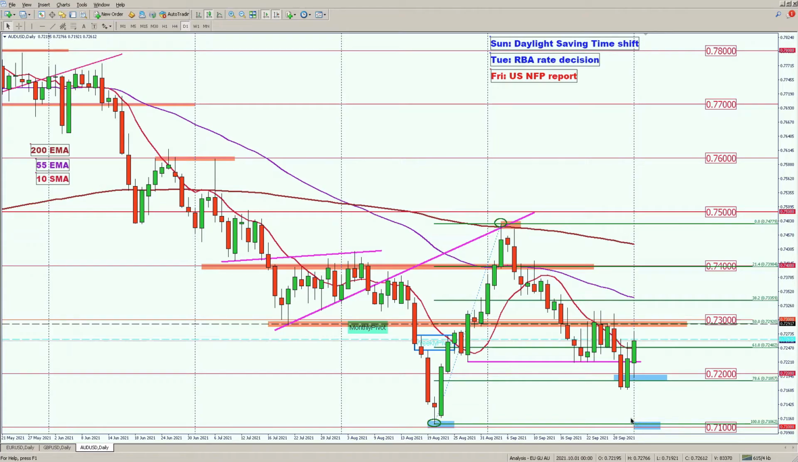So it didn't get down to test the swing lows, unlike the euro and the cable. But now looks like it's going to consolidate in this zone. The 0.73 resistance and just below 0.72 for support. And this week there is the RBA announcing their rate decision. That is unlikely to be any change. Their monetary policy will come in later. So the key impact and driver will still also come from the non-farm payroll report.